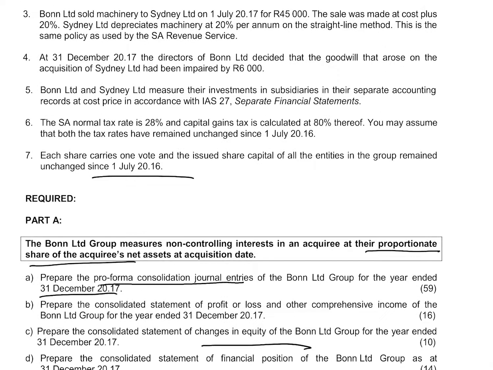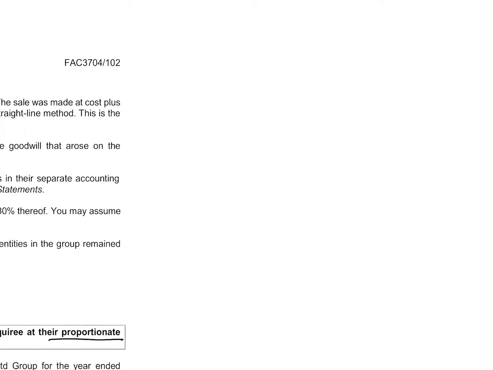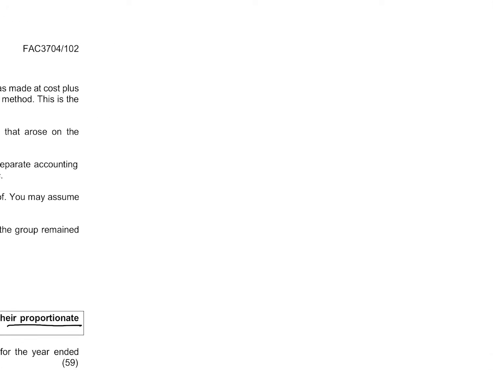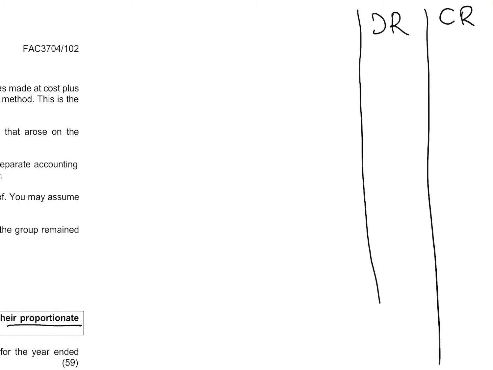So what we do now, since they said prepare the journal entries, I'm going to come and write my credit and my debit there. Then I write these are journal entries.